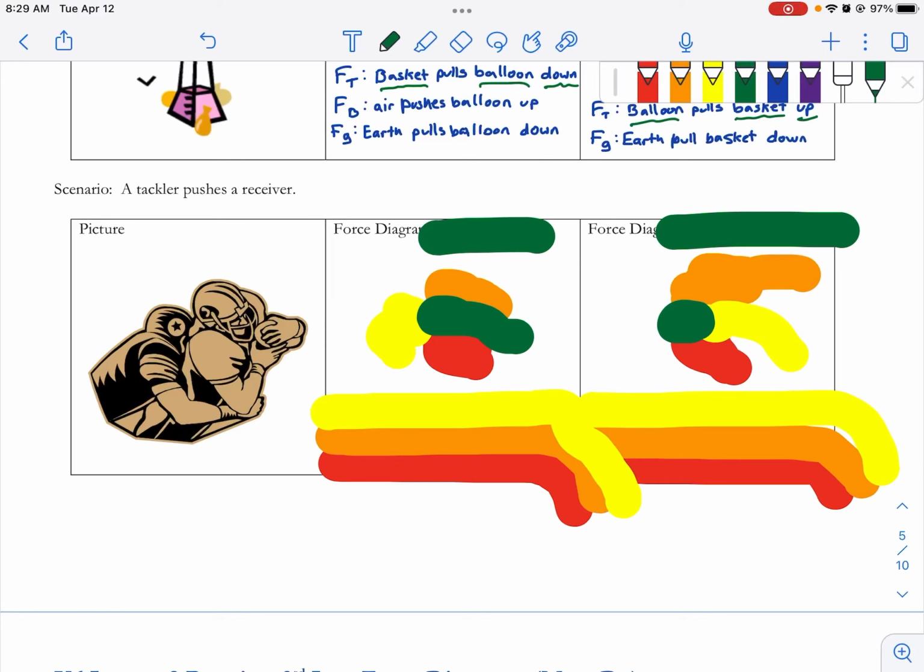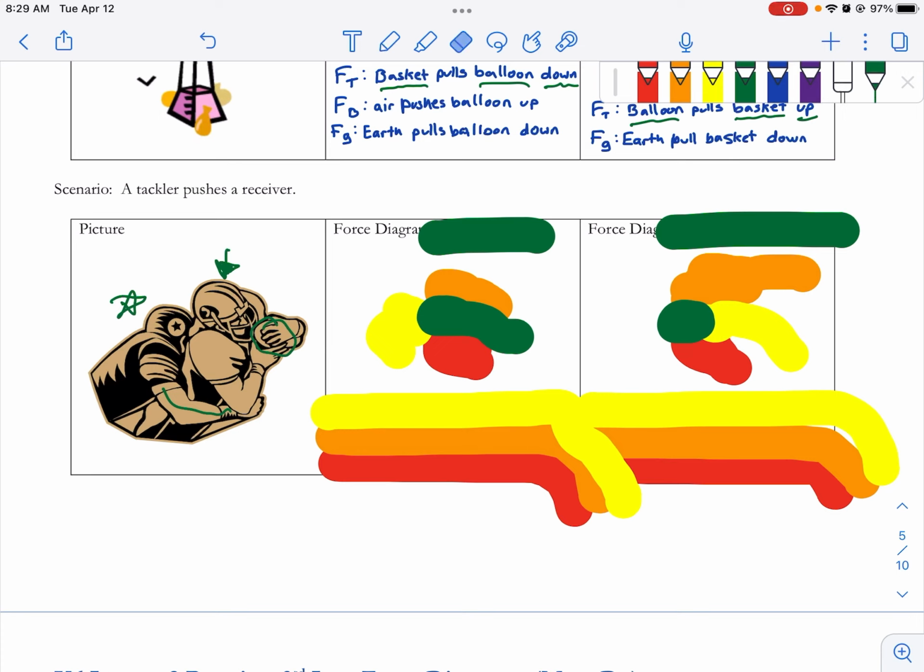Okay, last one. This time we have a tackler that is pushing a receiver. Now, if you're not sure what that means, this guy right here, let me put a little star above his head. He is grabbing this other dude. See his arms wrapped around? There you go. This other guy right here, he's caught the football. He is the receiver. Literally the receiver, not like an agent receiver dude, but that's what they call this guy in football when he catches the ball, okay?